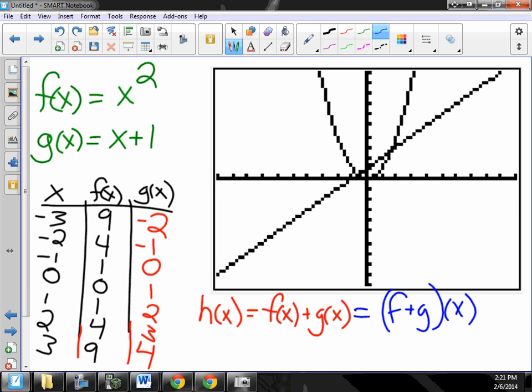Now don't get confused. That does not mean f plus g times x, just like this does not mean h times x. It's the function h written in the variable x. This function's name is f plus g. And because there are two values, we have to put parentheses around it. Because if I just wrote f plus g of x, then you think it's the letter f plus the function g of x.